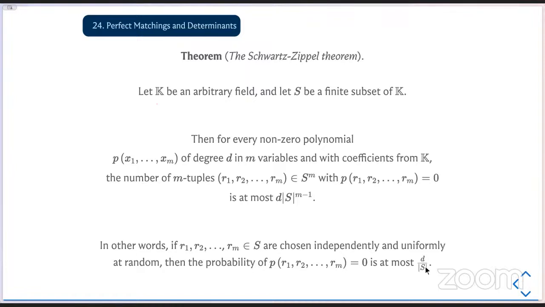of S, and for similar reasons, because the total sample space is size of S raised to m, because you're picking m things. You're picking m things, and the total number of bad events is at most d times size of S to the m minus 1. So basically, you take this and divide it by the size of S raised to m. So that gives you d over S. That's what you get here. Is the statement of the Schwartz-Zippel theorem okay?